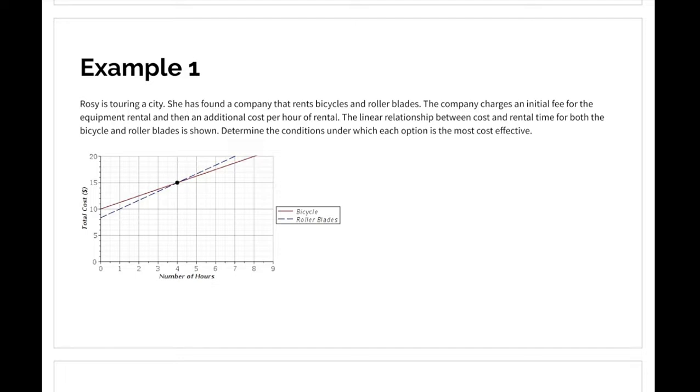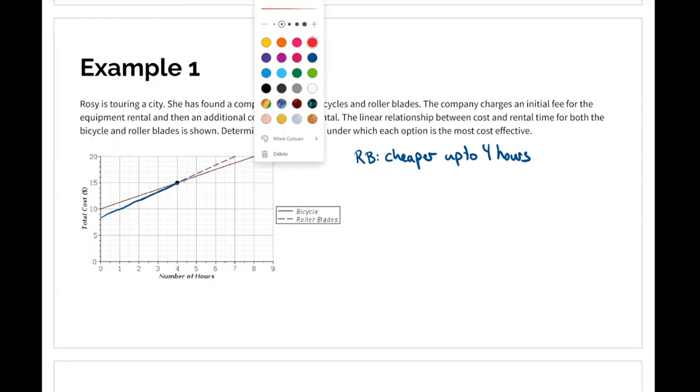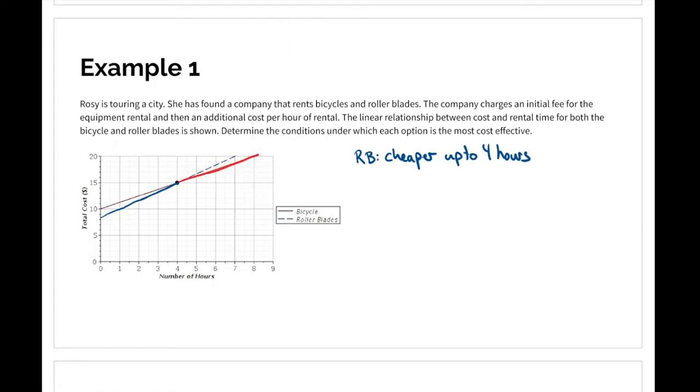So if we look at the rollerblades, the dashed line or the blue line, we can see that it is cheaper, or it is lower, up to 4 hours. So rollerblades, we would say, cheaper up to 4 hours, because it's the lower line. We can see the red line then being lower after 4 hours. So that means the bicycle is cheaper after 4 hours.